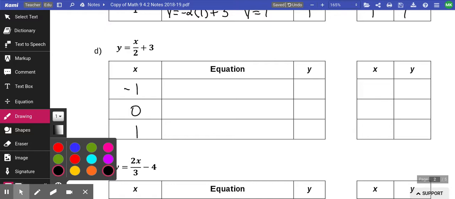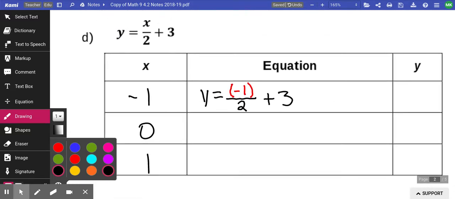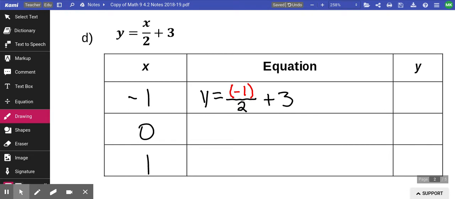So we're going to substitute negative 1 in. When we substitute, you only change the x value. So if you're looking at your equation, your x value is actually on the top of a fraction. Everything else remains the same. So again, I'm trying to make that very explicit, that I'm changing just the x value.